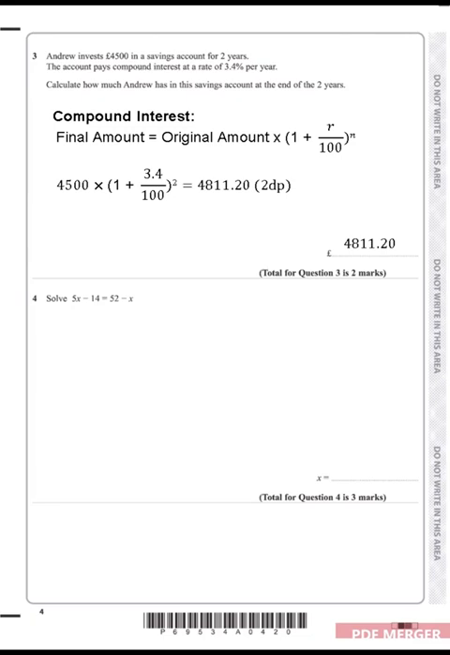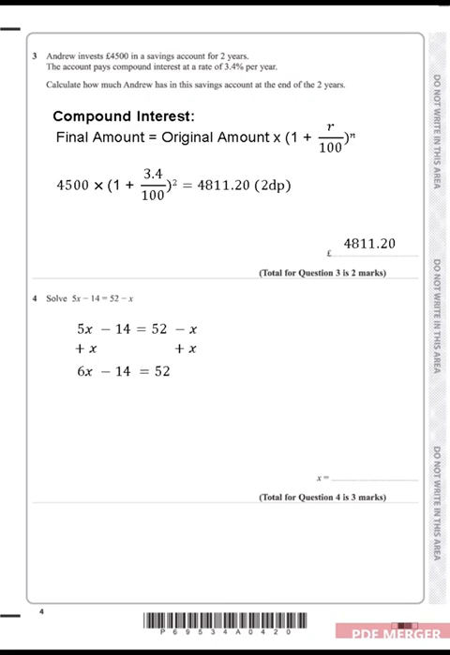Solve 5x minus 14 is equal to 52 minus x. For this question, we need to collect all the x's on one side and all the integers on the other side of the equation. So 5x minus 14 is equal to 52 minus x. So minus x moves to the left side of the equation to make it positive x, and the minus 14 moves to the right side of the equation to make it plus 14.